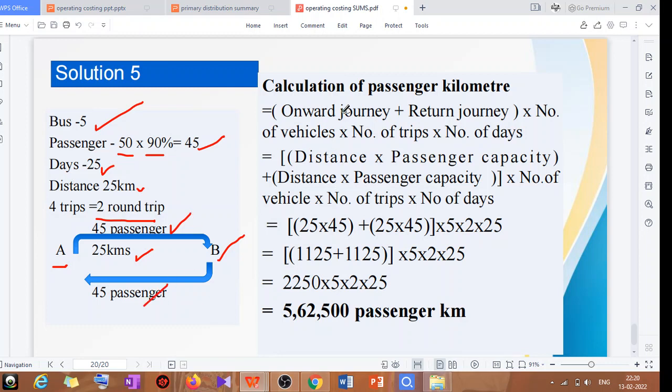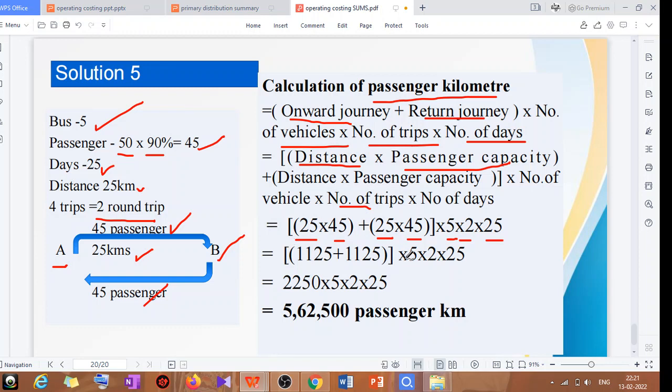Clear? See the formula. That is the calculation of passenger kilometer: onward journey plus return journey into number of vehicles into number of trips into number of days. Okay, onward journey only: distance into passenger capacity, that is distance traveled 25 kilometers and number of passengers 45. What about the return journey? Return journey also same, no? That is 25 kilometers and number of passengers 45, into number of vehicles. How many buses? 5. And what about the trips? Round trip, that is 2. And number of days operated, that is 25.